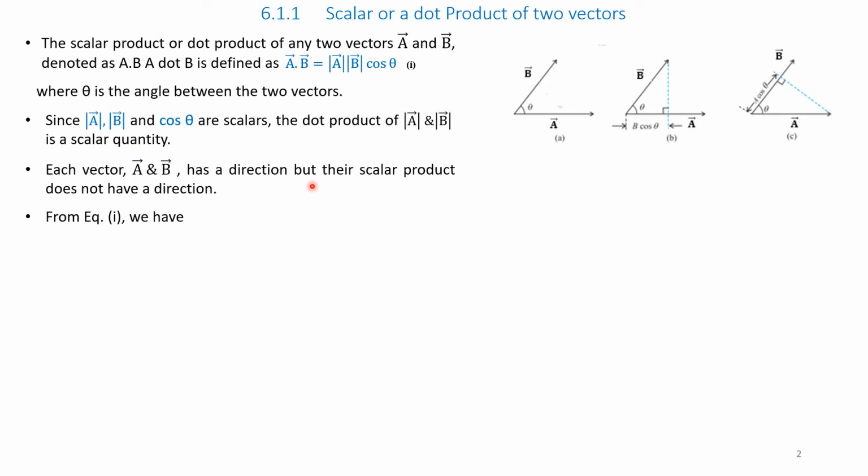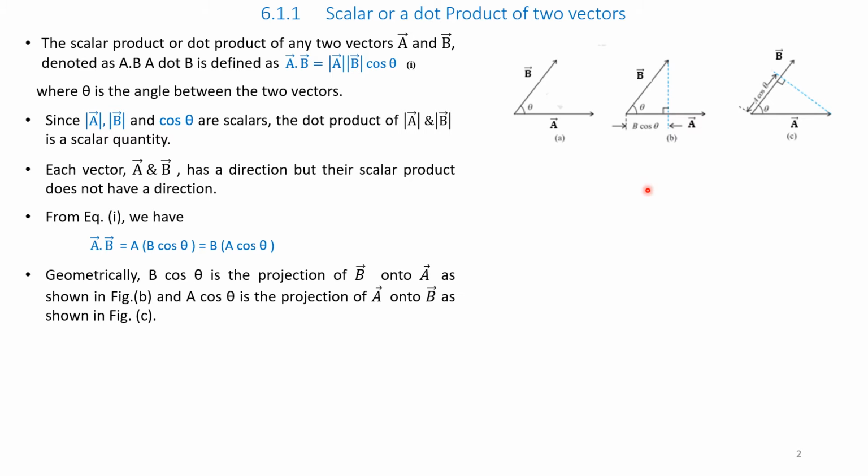From equation 1 above, we have vector A dot vector B is equal to A into B cos theta, that is equal to B into A cos theta. You see here, the projection of vector B is B cos theta. Therefore, A into B cos theta is equal to B into A cos theta.